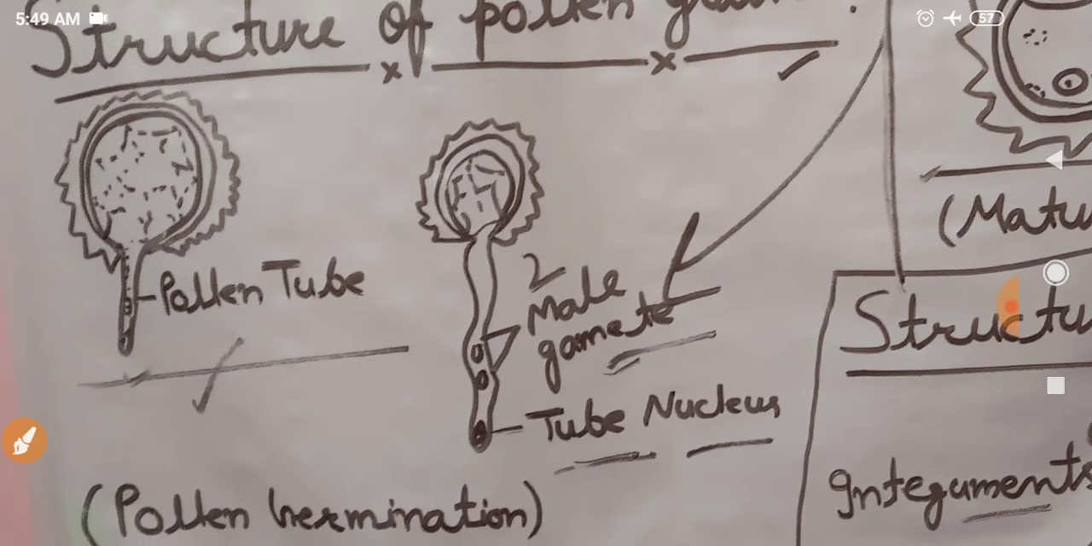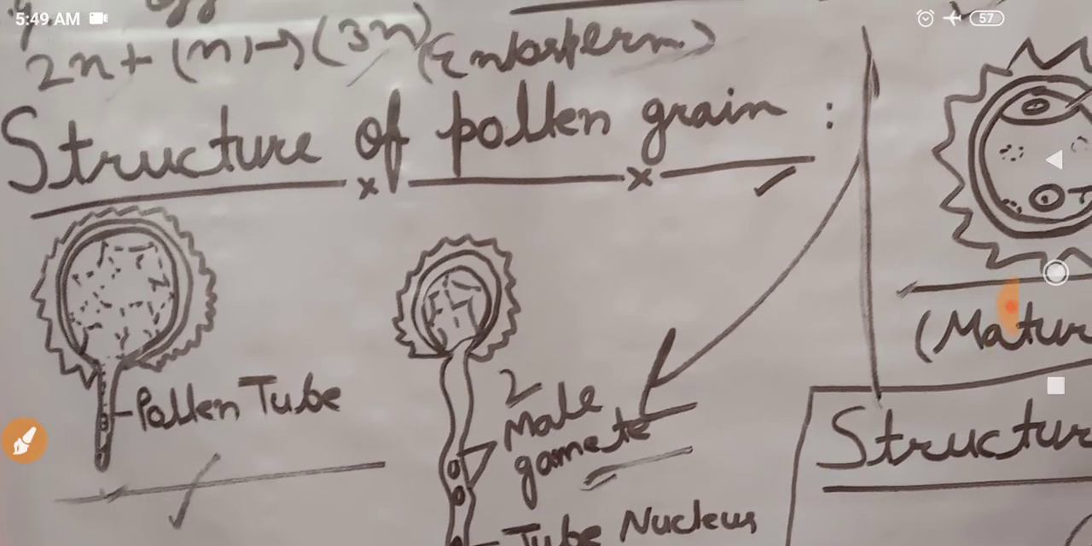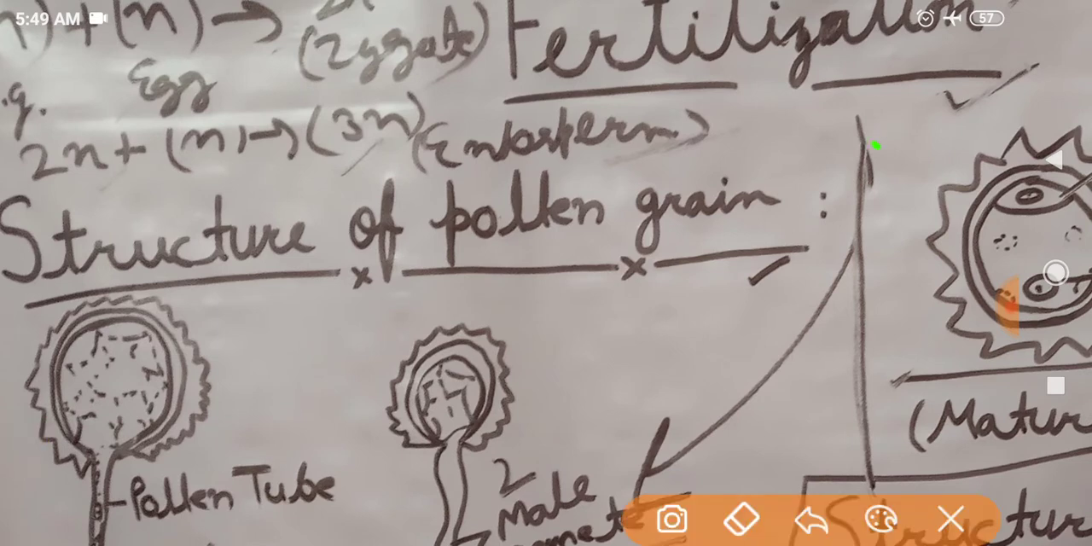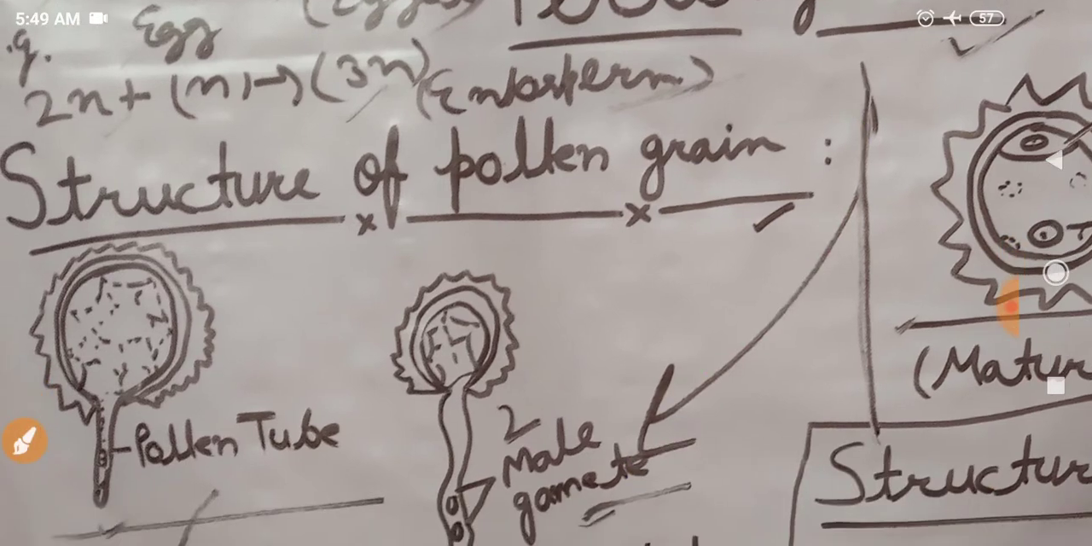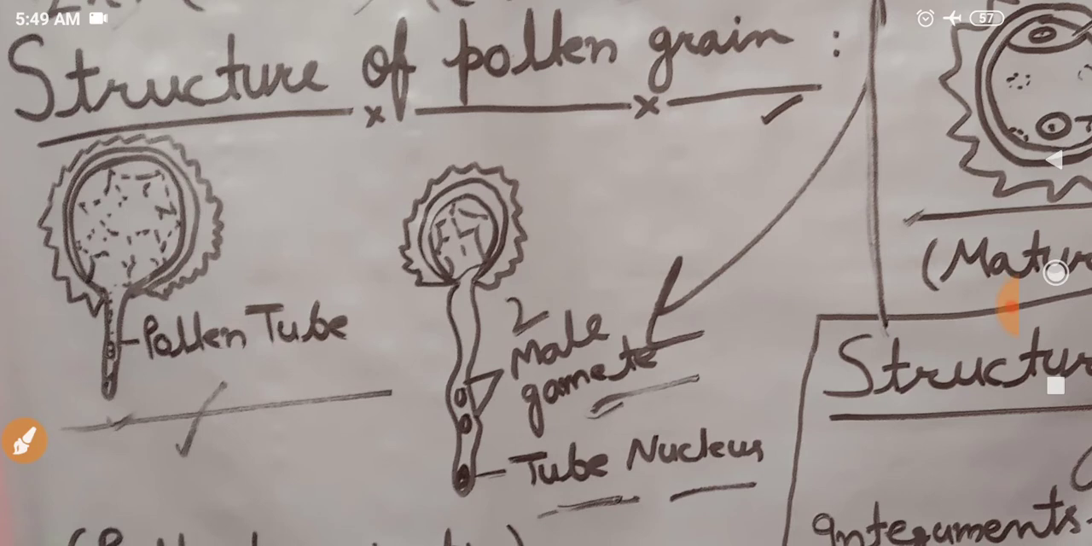You can see the pollen tube germinating from this pollen grain. After the germination, it forms a tube nucleus, as it is here, and two male gametes. You can see two male gametes formed within this pollen tube. Because the male gamete is directly associated with the process of fertilization, we have to read about the structure of the pollen grain and the male gamete also.